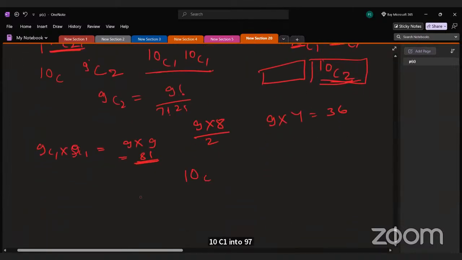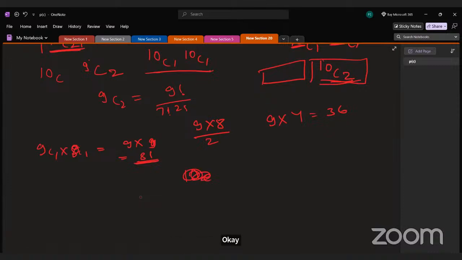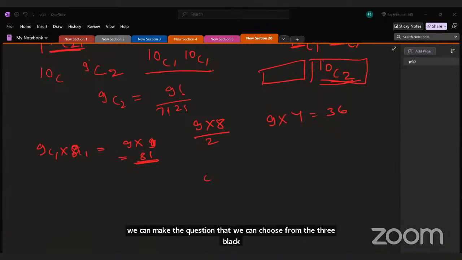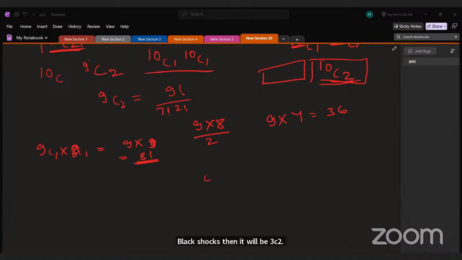Sir, we can simply choose that 3C2 into 4C2 into 5C2, one by one. Okay, so the last one, sir, we can make the question so that we choose from the 3 black socks. Then it will be 3C2, into 4C2 for the blue socks, then it will be 4C2, and for the gray socks 3C2, all divided by 10C2.